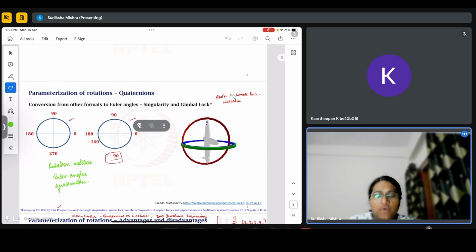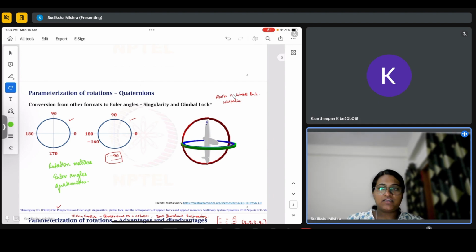One of the problems that is present while using Euler angles is the problem of gimbal lock or singularity. These might not mean the same thing, but gimbal lock is more of a phenomenon, whereas singularity is studied in different aspects. But in the subsequent slides, or in this particular course, these two are used interchangeably.